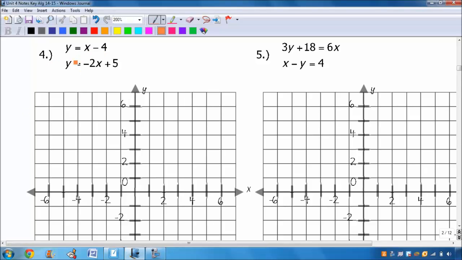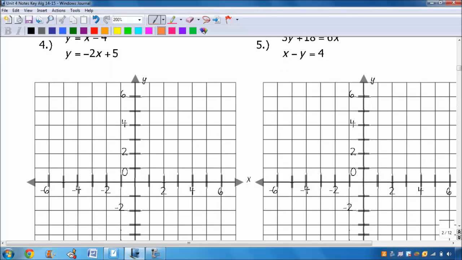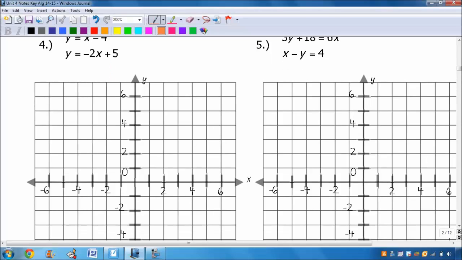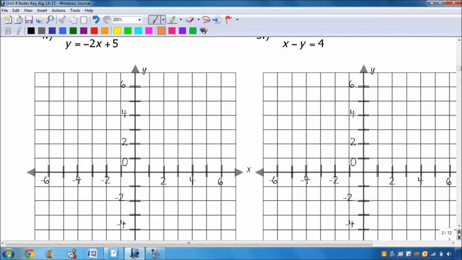In question number 4, the y is isolated in both equations, so I'm good to go for these graphs. I can just graph them out. So the first graph is y equals x minus 4. All I have to do is start right at -4, okay? And then I would go up 1 over 1, up 1 over 1, okay?